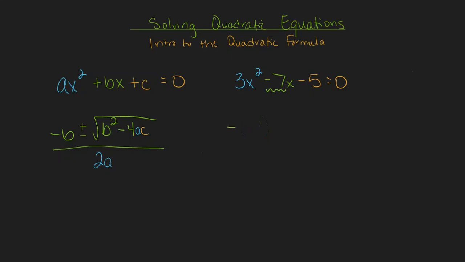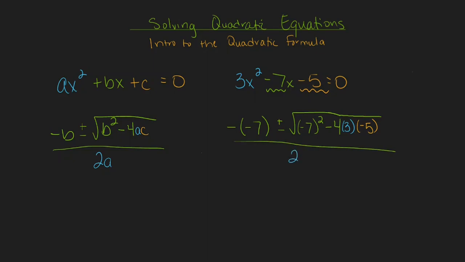So the opposite of -7 plus or minus the square root of -7 squared minus 4 times the value of a times the value of c. And again, with c, I have subtraction in front of it, so I need to bring that along as a negative sign. And let me extend my square root here, need a little bit more room. All right, and then all of that is over 2 times the value of a, which is 3.